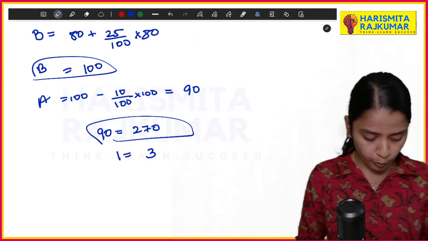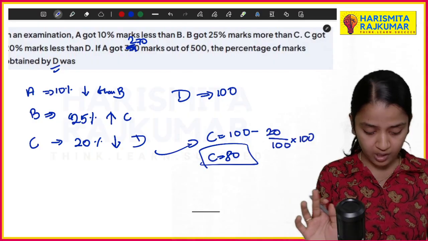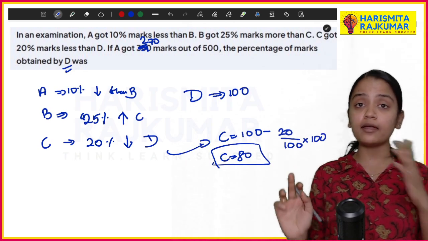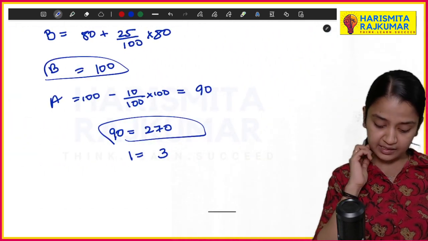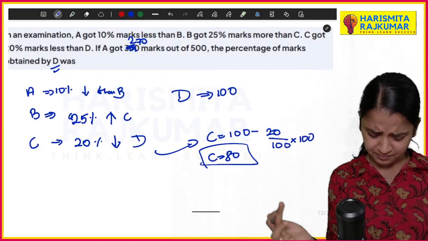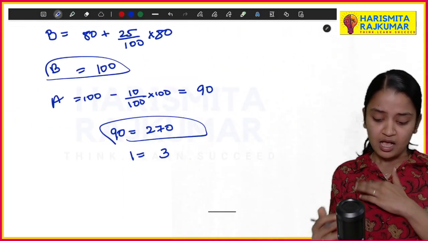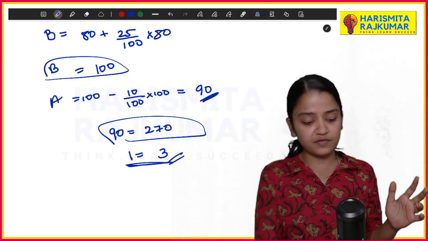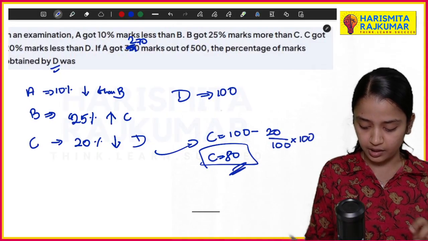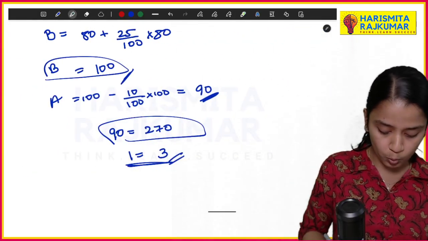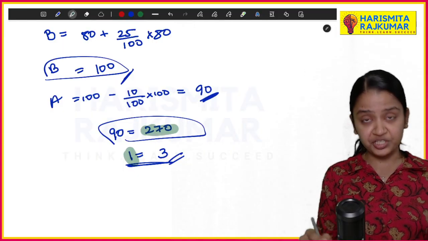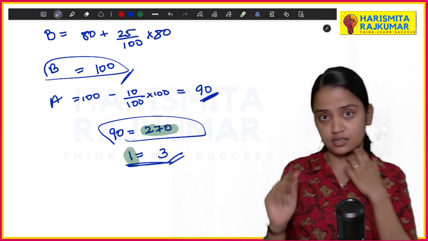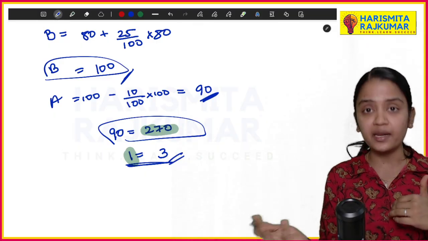Okay, now what is my question? My question is the percentage of marks obtained by D. In order to obtain the percentage of marks of D, what I'm supposed to do is multiply with 3, because it is 3 times. Whatever answer we got here is just one part of it, but in the question they compare it with the third part, right? Since in the question they told 270 marks A got, definitely it is multiplied by 3.